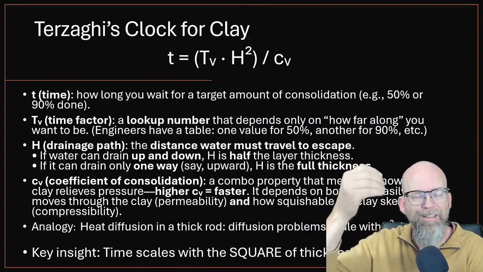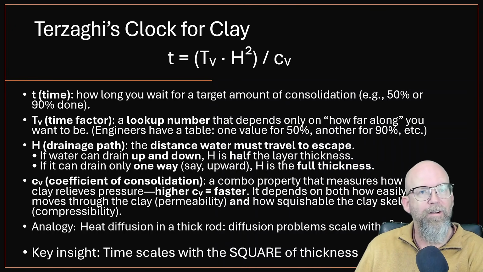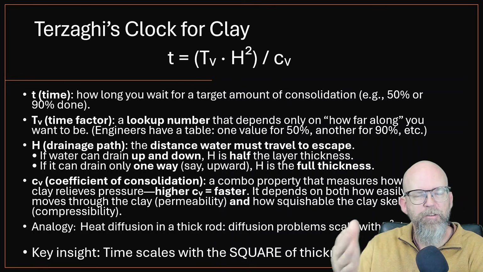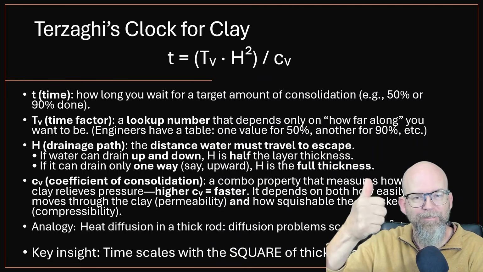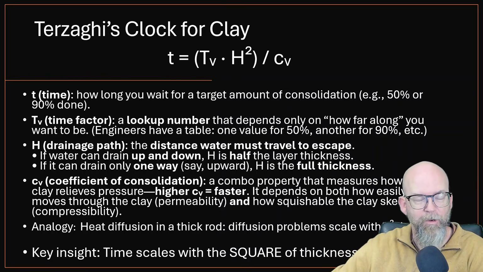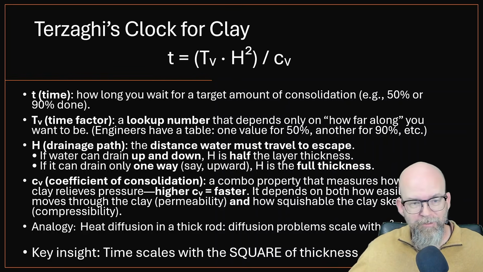And so you can easily imagine that the longer the distance the water has to travel, the longer it's probably going to take. It's h squared because typically the water is only going in one direction. The water isn't dissipating downward, especially, and this would be true in a global flood scenario, right?